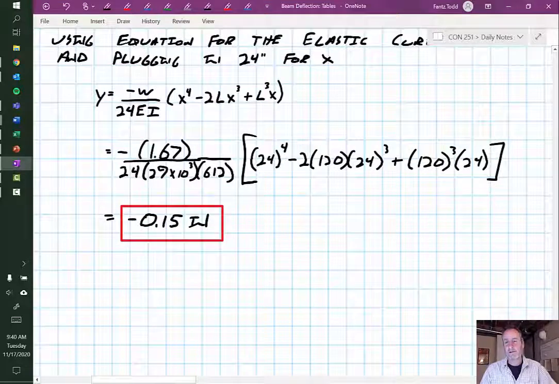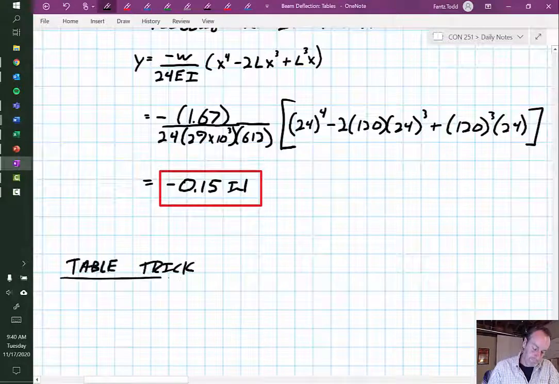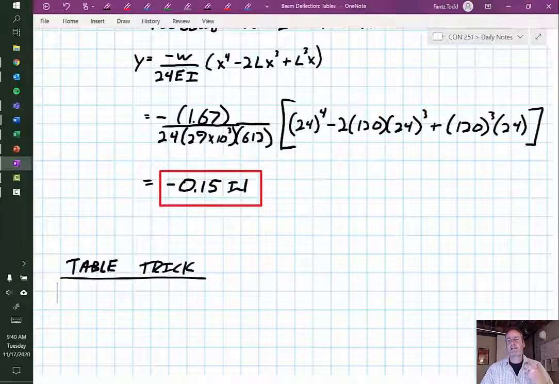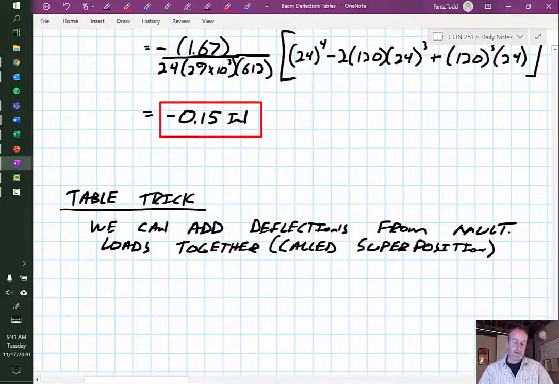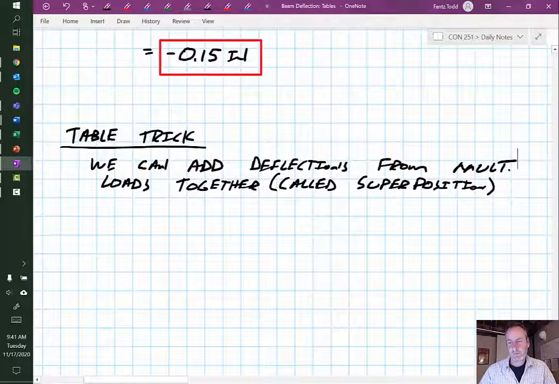So the last little thing that I want to cover today is this idea of what I'm going to call a table trick. This table trick, also known as superposition, is the idea that we can add deflections together. Technically, we could even subtract them if I have one going the opposite direction and things like that. So here we go. We can add deflections from multiple loads together. This is also called superposition. And I think the best way to see this would be looking at yet another example.